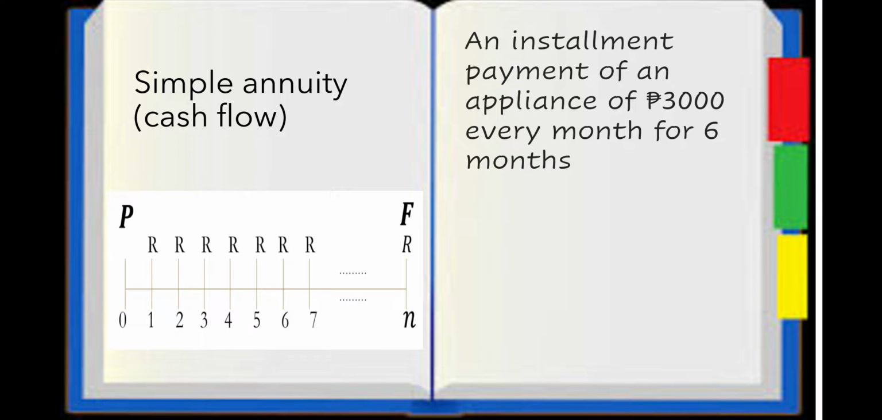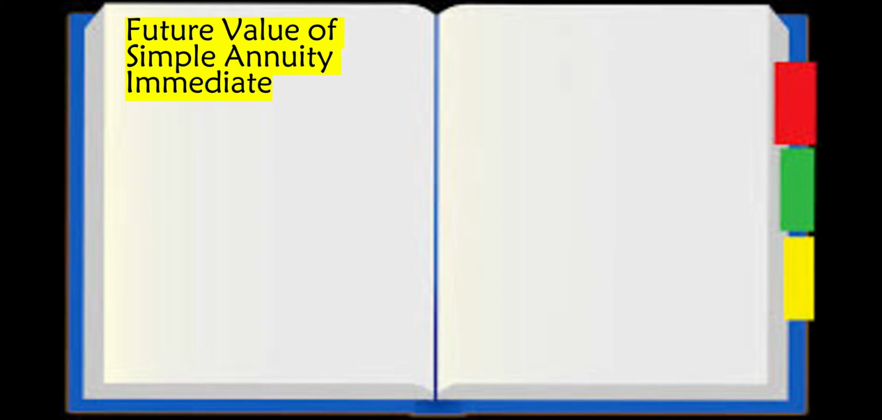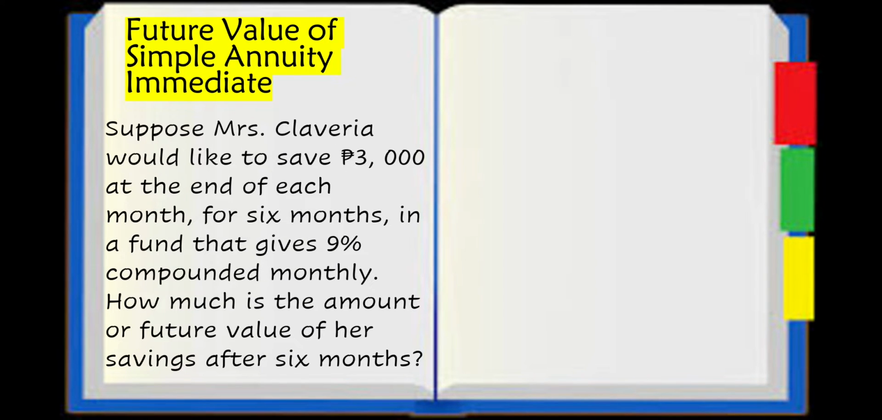For example, an installment payment of an appliance of 3,000 every month for 6 months. So we have here the cash flow. First month is 3,000. Second, third, fourth, up to 6 months is 3,000. So adding all 3,000 up to 6 months is the future value. So the future value of simple annuity immediate example is, suppose Mrs. Claverio would like to save 3,000 at the end of each month for 6 months in a fund that gives 9% compounded monthly. How much is the amount or future value for savings after 6 months?